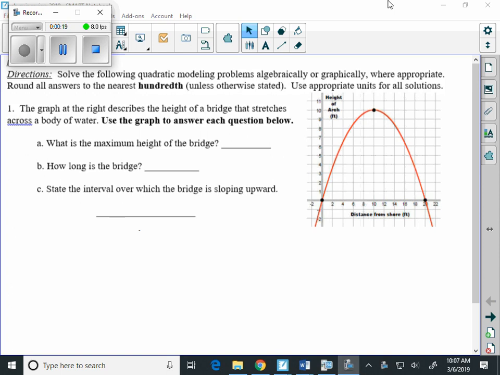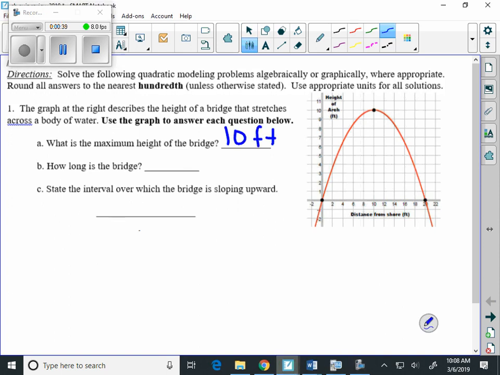So the graph at the right describes the height of a bridge that stretches across a body of water. Use the graph to answer each question below. Well, what is the maximum height of the bridge? And we can see it here. Looking at our graph, it looks like it is 10 feet. Simply looking, the height of the bridge is this point right there.